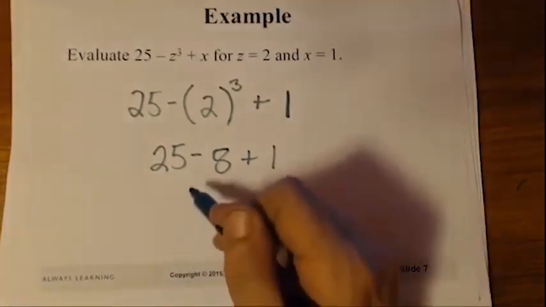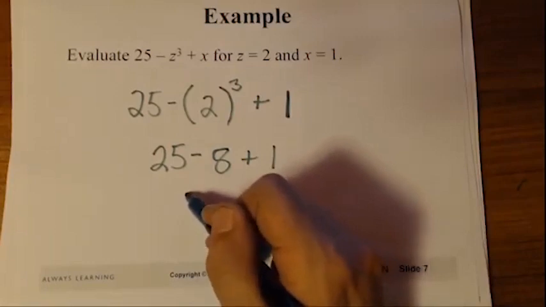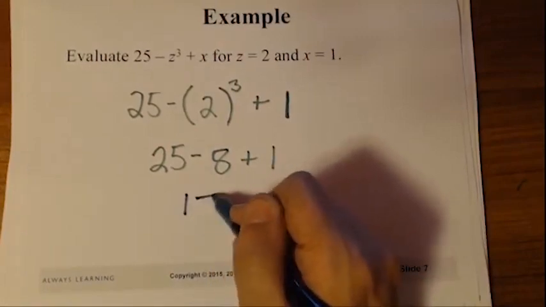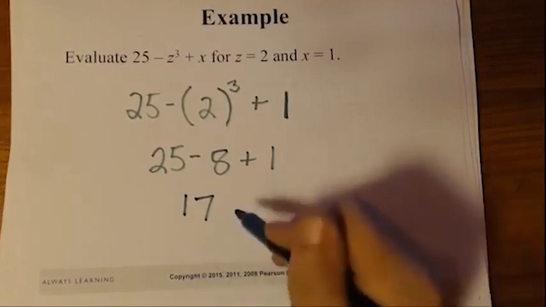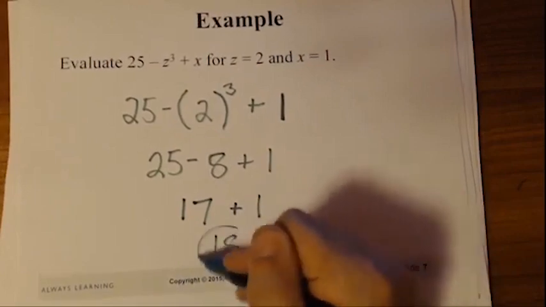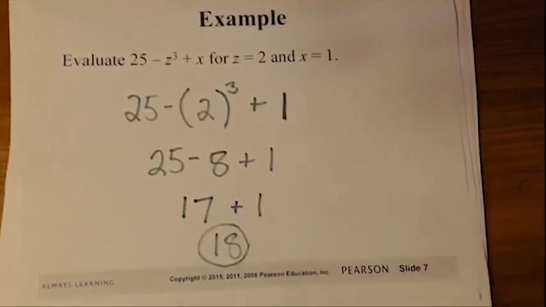25 minus 8 is 17. 17 plus 1 is 18. Okay, let's talk about terms.